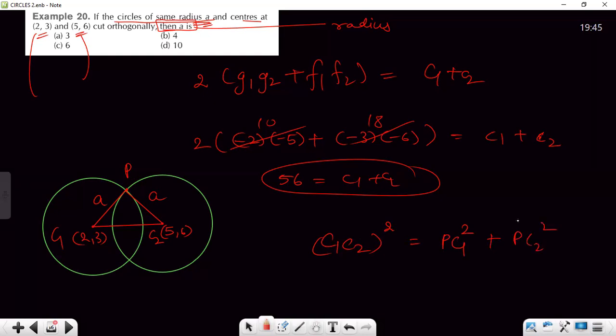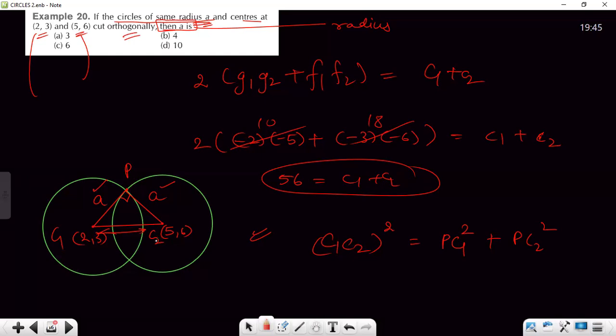Why is it so? Because the circles are orthogonal, which means this is 90 degrees. Why? Because the circles are cutting each other orthogonally. So at the point of intersection, the radii will be making a 90-degree angle. If that is so, then this becomes perpendicular and base, and C1C2 becomes the hypotenuse, and that's why this is the Pythagoras theorem. Now, how should we find C1C2?